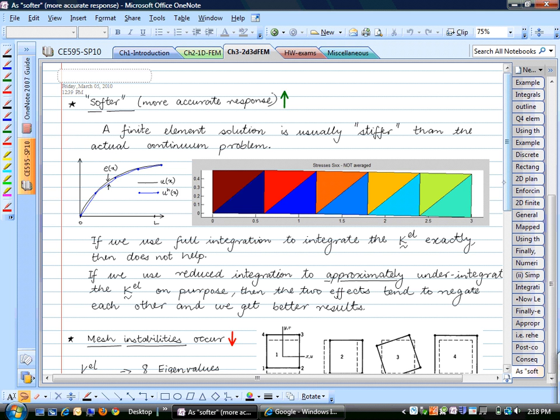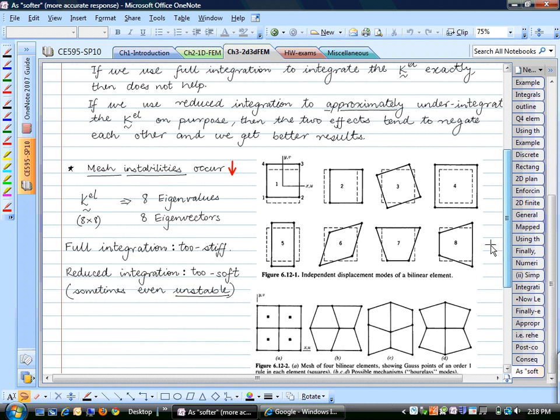Okay, but a big minus or big downside of using reduced integration is that there can be mesh instabilities. Obviously, now that you are approximately calculating your element stiffness matrix, you've made your element softer, which also means that sometimes it can become unstable. And let's take a look at that.